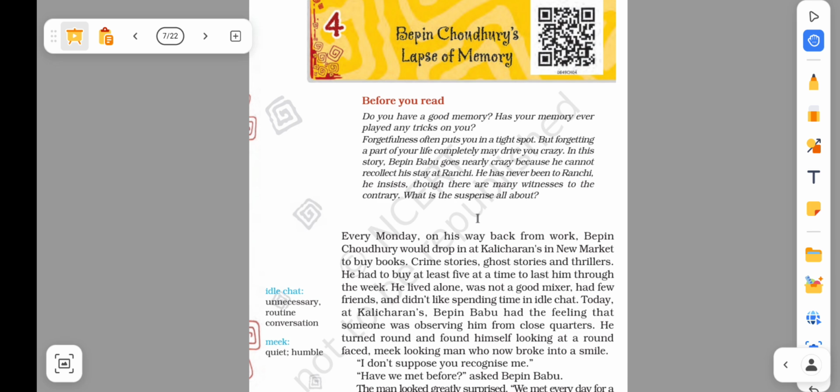Even there was a person in my house who used to live as a helper, and his name was also Bipin, and I used to call him Bipin Dada. So I remember about him. So let's see what is in this chapter.